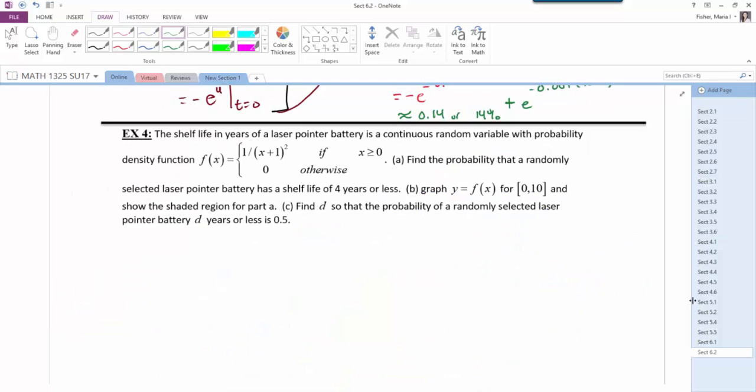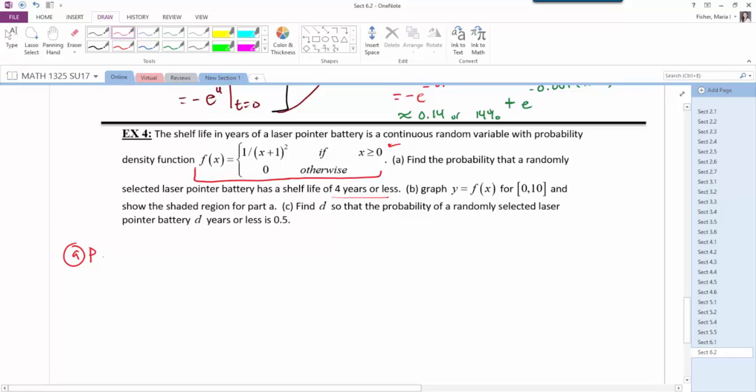Example 4 says that the shelf life in years of a laser pointer battery is a continuous random variable with probability density function f of x is equal to 1 over x plus 1 squared if x is greater than or equal to 0, or 0 otherwise. So we're given, again, our probability density function and that interval that it's in, which is 0 to infinity. So now, find the probability that a randomly selected laser pointer battery has a shelf life of 4 years or less. Well, that's exactly what we did in part A for example 3.